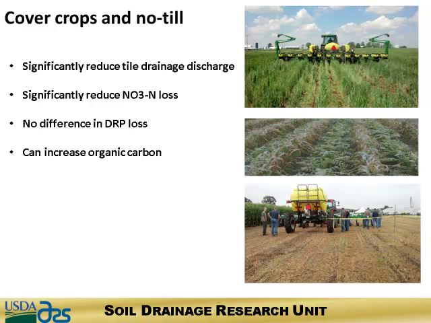So these are good catch crops. They will hold nitrogen. We have not seen any differences in the phosphorus though. So we know what works for one nutrient may not work for the other. And in this particular case, again, we did not see any difference in phosphorus.